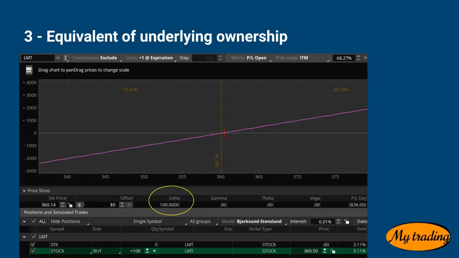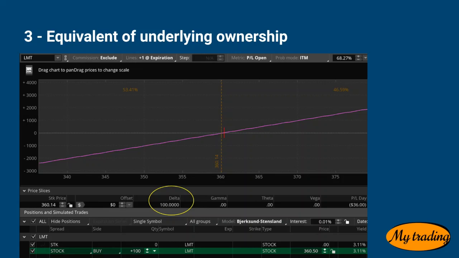Why is that? Because delta is always the value: how much will your position change if the stock moves $1? So if the stock moved $1 and you had 100 shares, you'd make $100. Therefore, your delta is 100. So if you owned 50 shares of Lockheed Martin or any stock, your delta would always be 50.